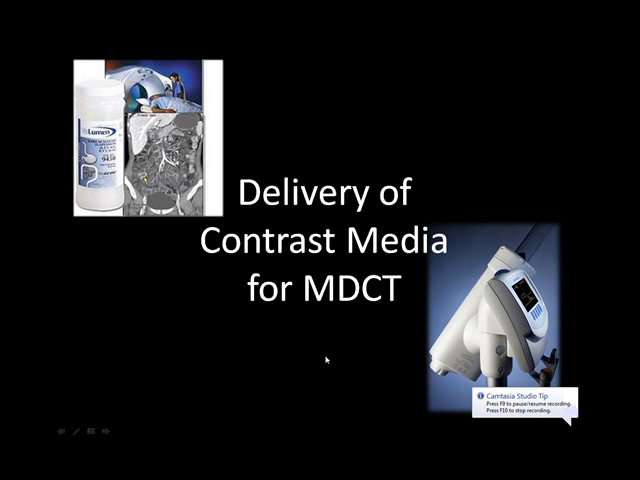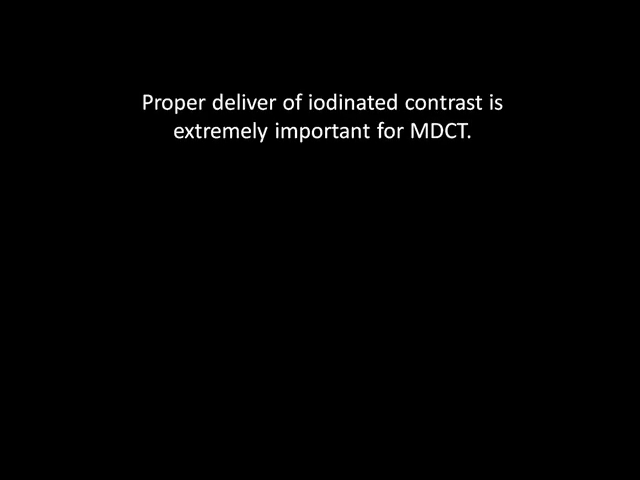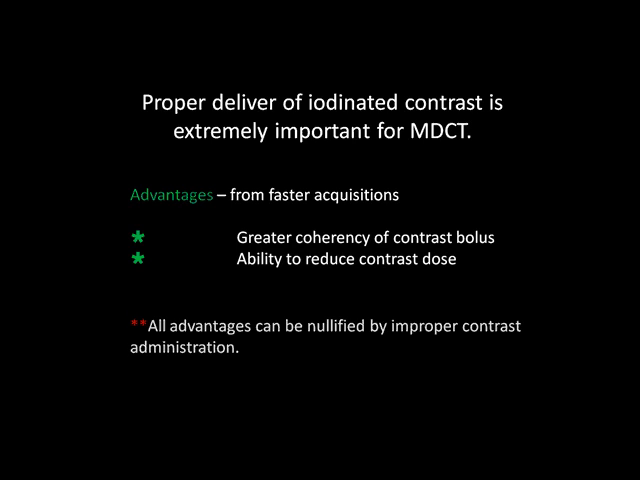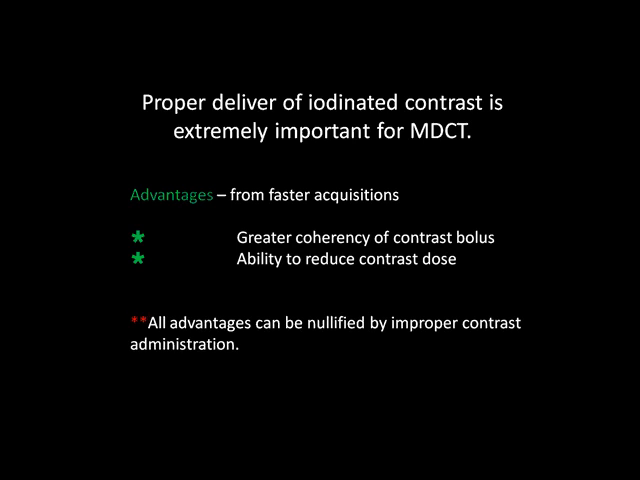Welcome to Chapter 3, Delivery of Contrast Media for Multi-Detector Computed Tomography. In this chapter, we're going to discuss the proper delivery of iodinated contrast and how important it is for multi-detector computed tomography. There are advantages from the fact that we can scan so fast. There's a greater coherency of the contrast bolus, and there's the ability to reduce the contrast dose. All advantages can be nullified, though, by improper contrast administration.